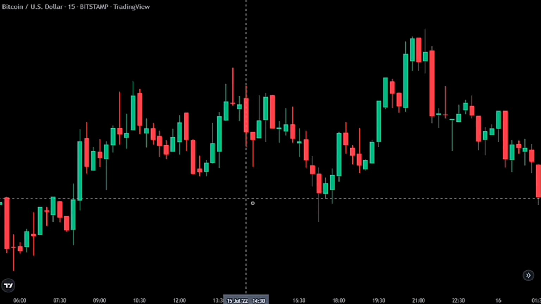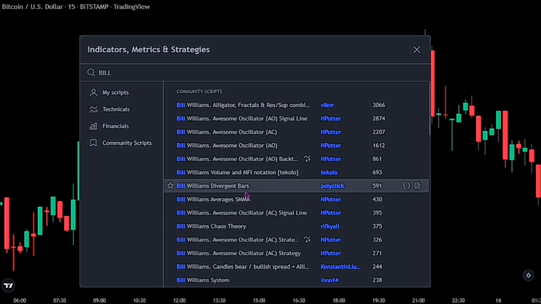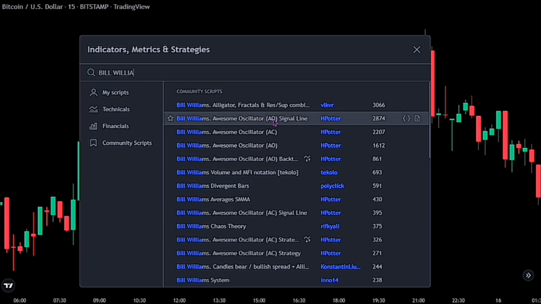Okay, I'm going to do my practice on Bitcoin United States dollars, and it works perfectly well on a 15-minute time frame. This strategy consists of 3 significant TradingView indicators. For the first indicator, let's search for Bill Williams' awesome oscillator.